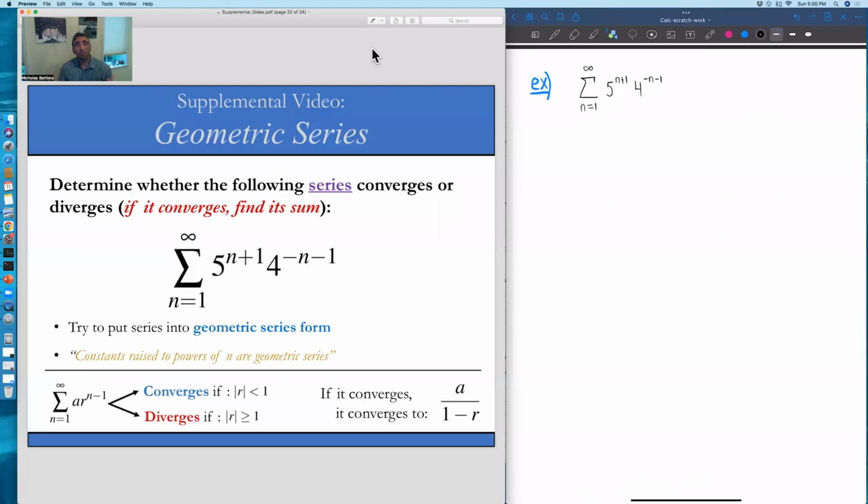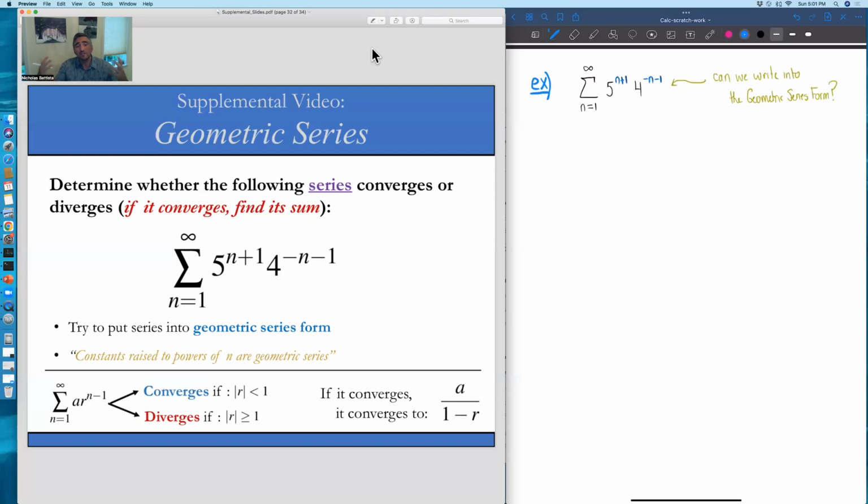In this video, we're going to take this series and try to rewrite it as a geometric series, or put it into the geometric series form. Now, the thing for us to notice is what we have sitting there in our series function are two constants. We have a 5 and a 4, but more notably, those constants are being raised to powers of n only. As in, we don't have any other terms that are there.